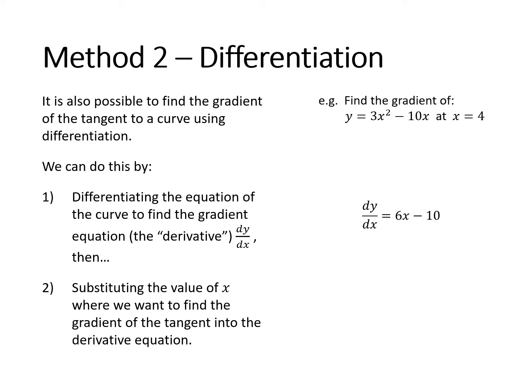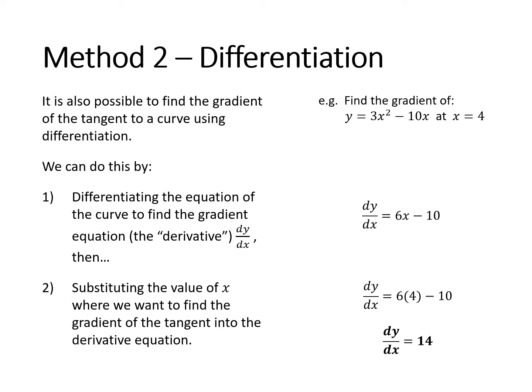Now the question said find the gradient when x equals 4, so we just need to put 4 into that equation. There's no point putting 4 into the first equation because that would just give us the y value when x equals 4. We want the gradient, so we need to put it into the second equation, the dy by dx equation. And we get dy by dx equals 6 times 4 minus 10.